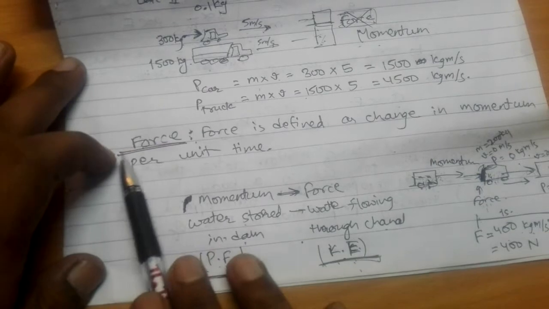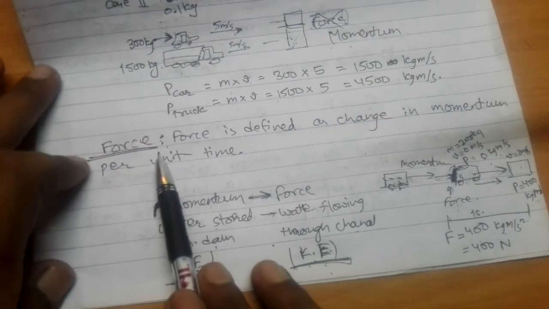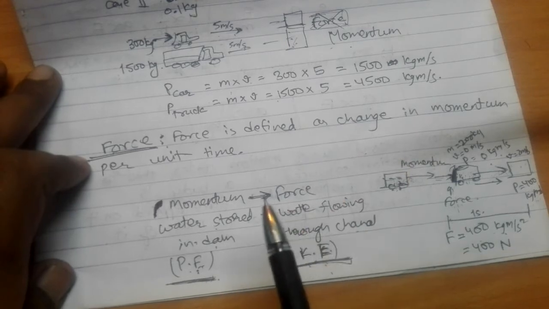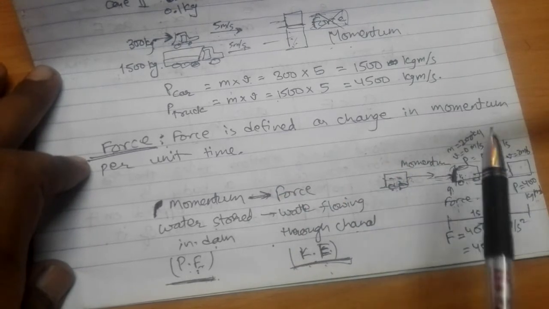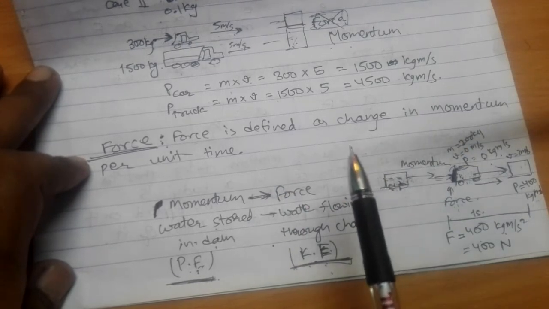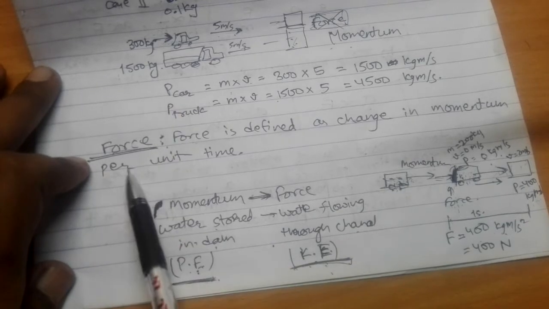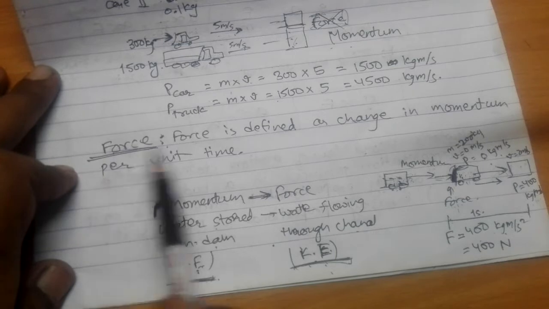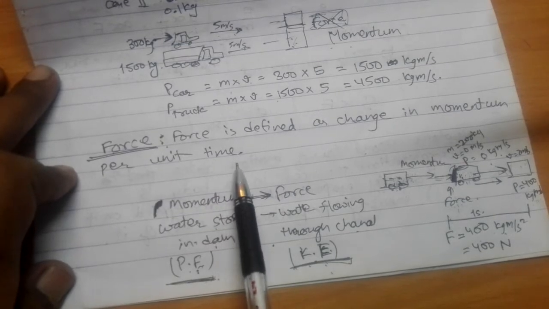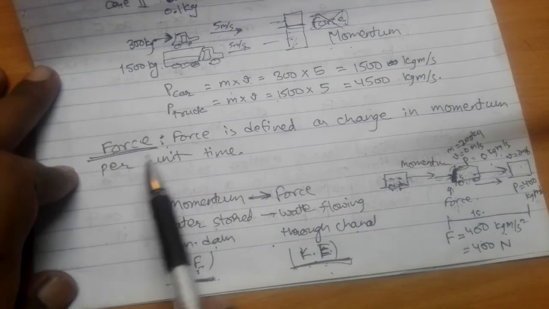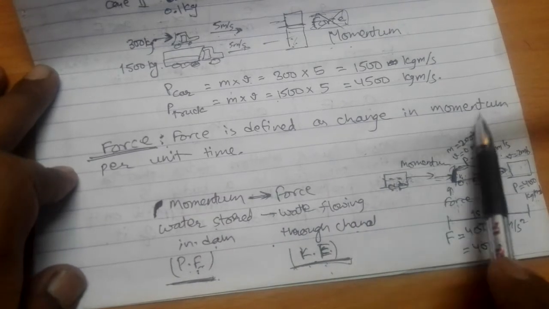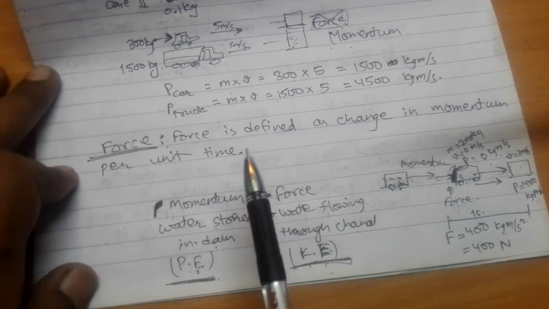Okay, now let's go to defining force. Previously we defined force as the external agent which changes or tends to change the state of an object from rest to motion or motion to rest. Now, in physics, the definition of force in terms of momentum is more acceptable than the classical one. In terms of momentum, force is defined as change in momentum per unit time.